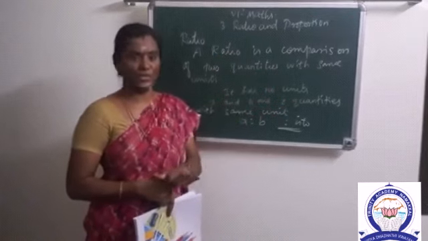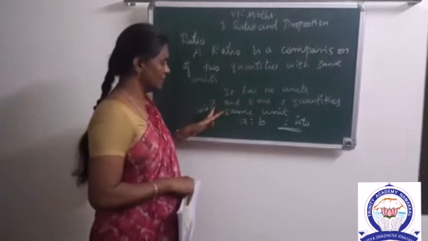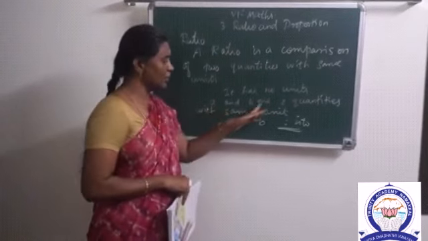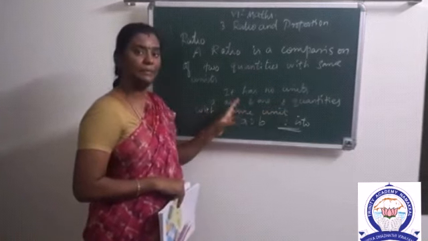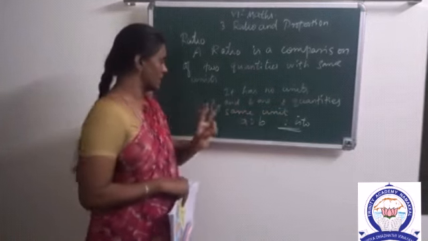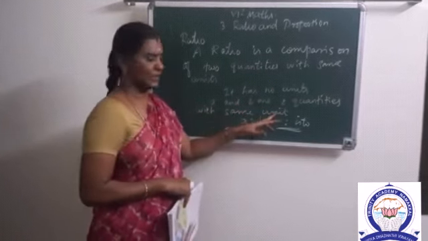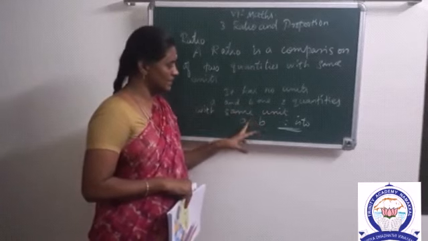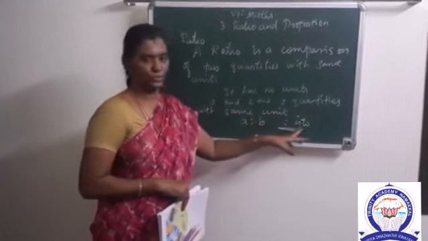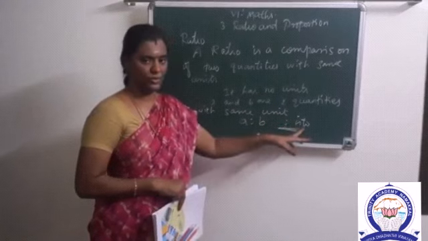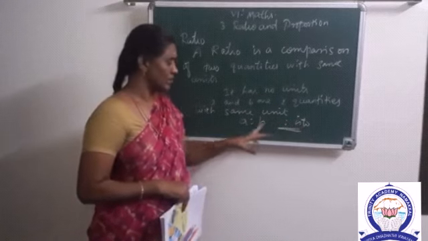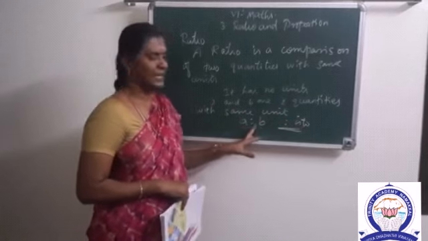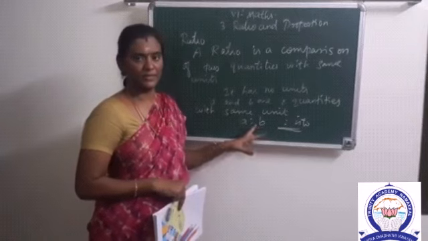Ratio has no units. See here, for example, A and B are two quantities. A and B are two different quantities with the same units. We can write in the ratio form A is to B. This symbol is the symbol of ratio, named "is to". This one we can write as A is to B.